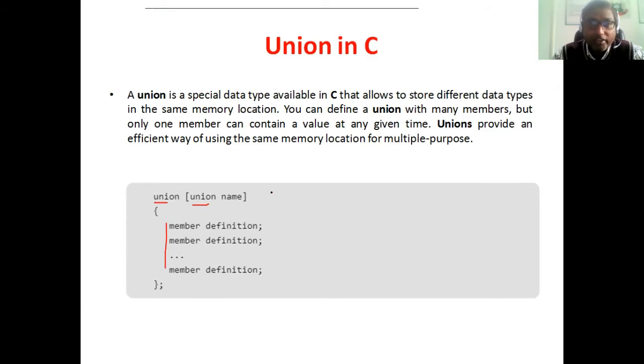Once you define the union, the second part is you have to declare a union variable, just like a structure variable. Once we define a structure, the very next step is you have to declare a structure variable. Same thing happens over here. Once you define the union, the next part is you have to declare a union variable.